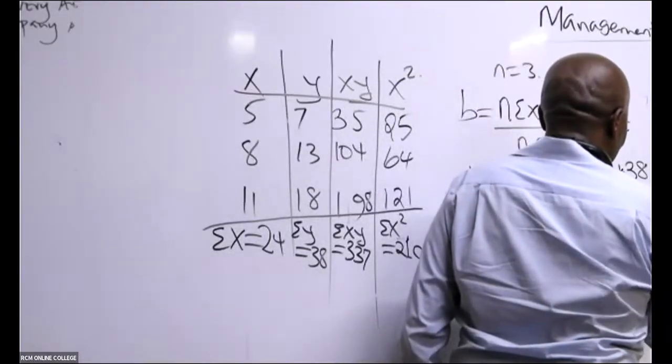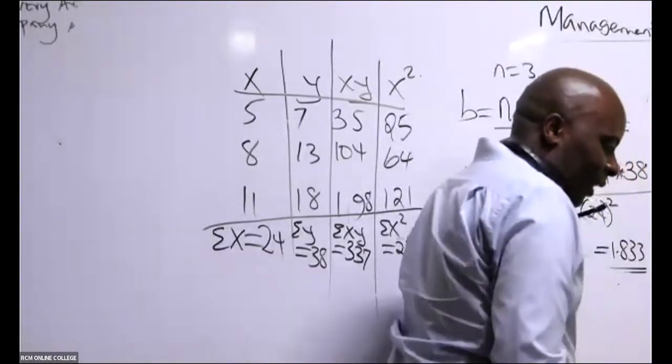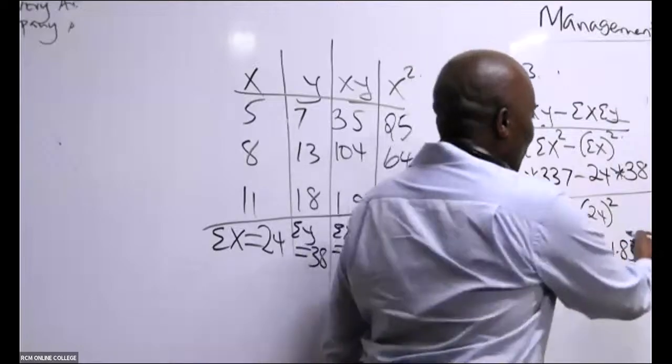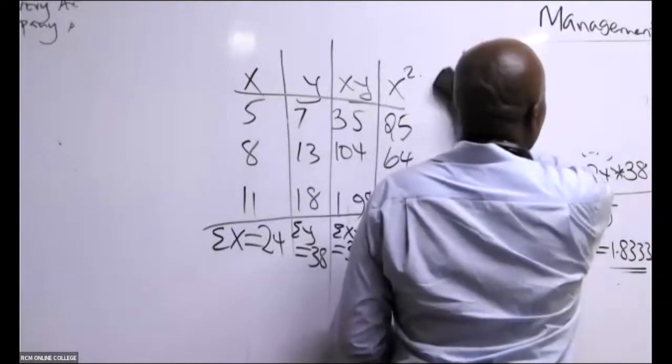1.833, like this. Thank you so much. 4 decimal places. 3. So then having gotten B, we should be able to go ahead and get what here?